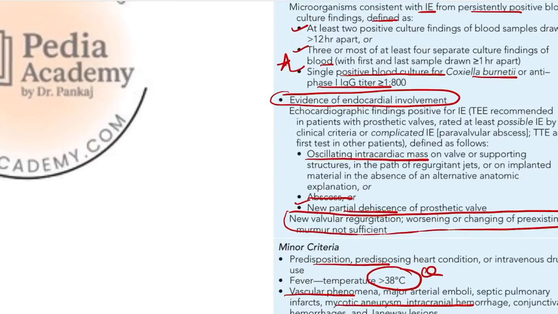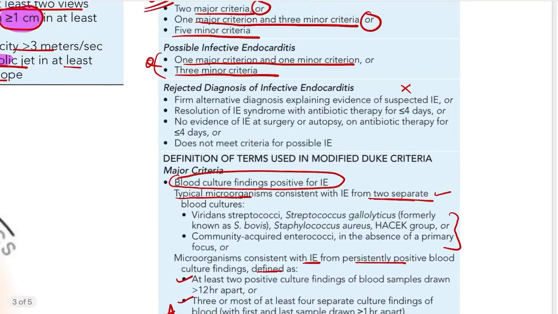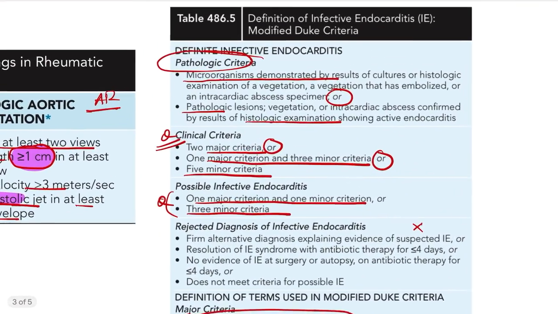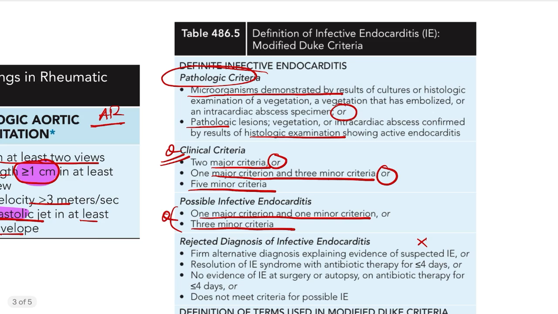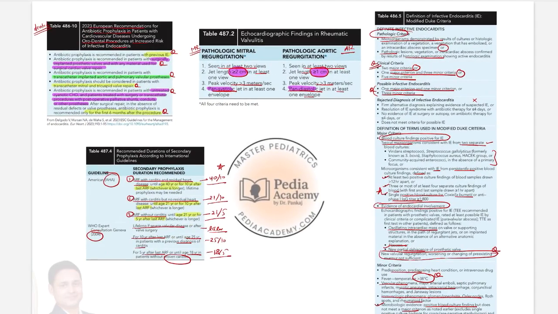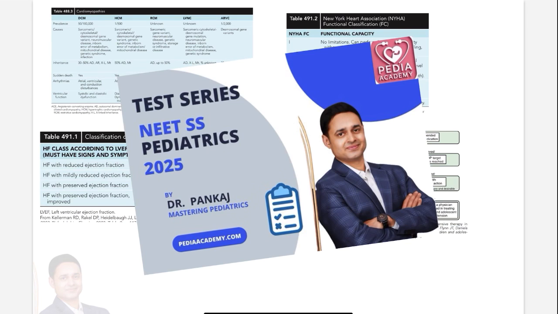Basically, this is very important. You have to remember all these which we have discussed and highlighted. Definition of infective endocarditis and modified Duke criteria. So this slide is ultra.